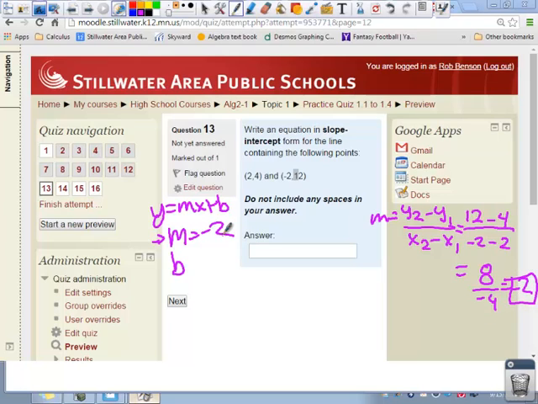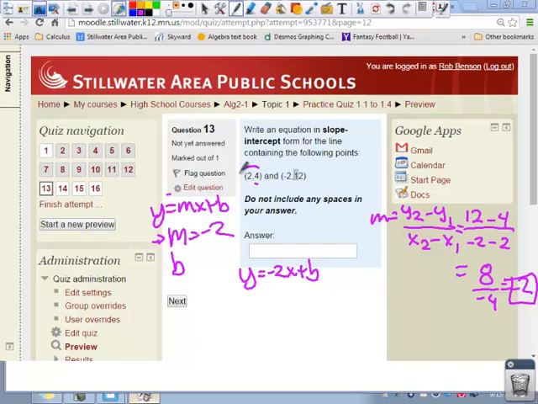So m equals negative 2. Now I need to find this b. I'm going to rewrite this equation with the negative 2 in for my m: y equals negative 2x plus b. And now what I'm going to do is choose a point, any point.